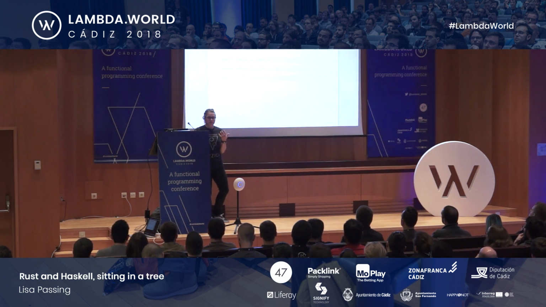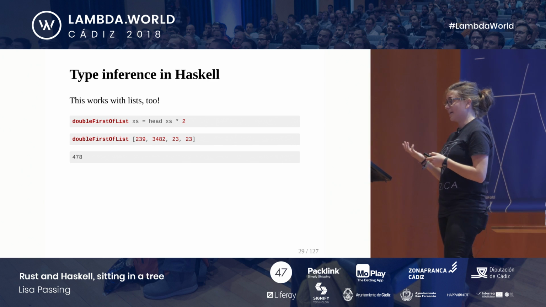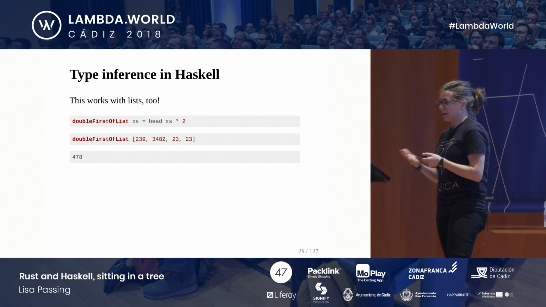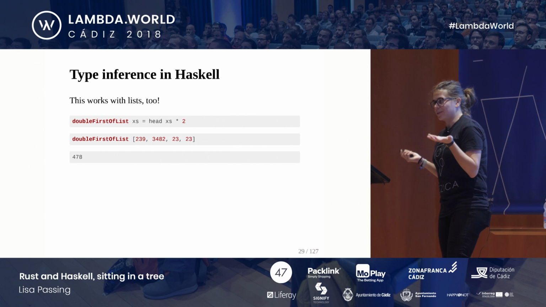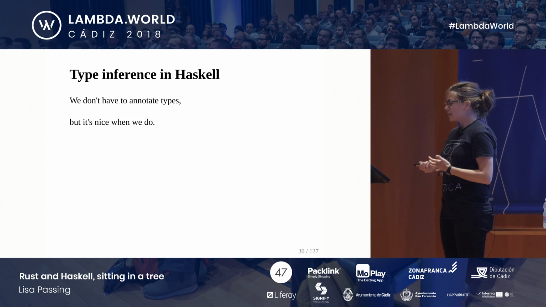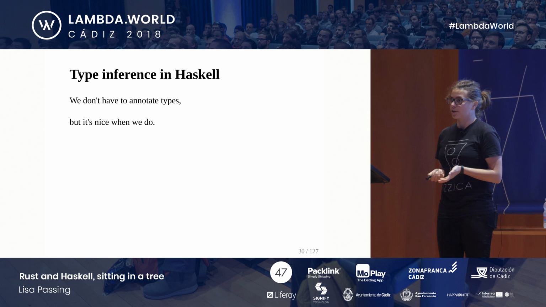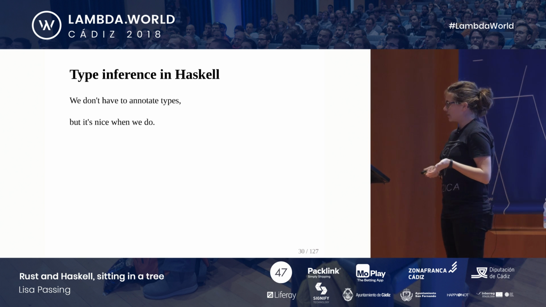And in this case, if we would do this with a list of strings, we would get an error, because Haskell says, hey, you pass in a list, but you're multiplying by 2 anyway, so it has to be something with numbers, right? So we don't have to annotate type in these cases, but it's still nice if we do, to make it more readable for other programmers, for the humans.